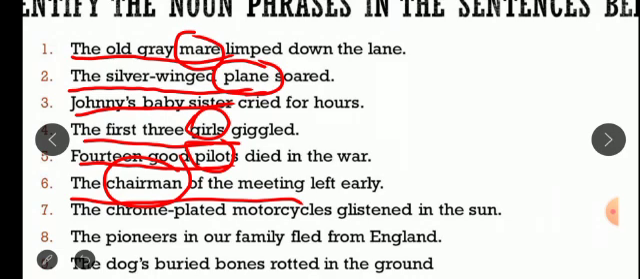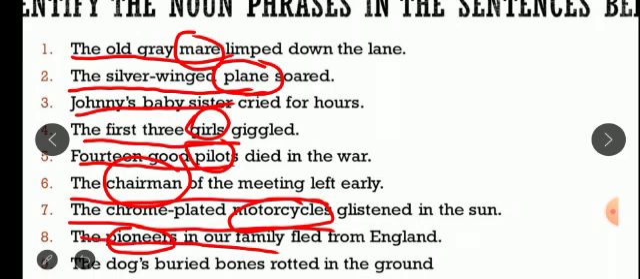Seventh one, motorcycles, that is the noun. So the chrome plated motorcycles is the noun phrase. Pioneers is a noun in the eighth one. So the pioneers in our family is the noun phrase. Similarly, in the ninth one, bones is the noun. So the dog's buried bones, that is the noun phrase.